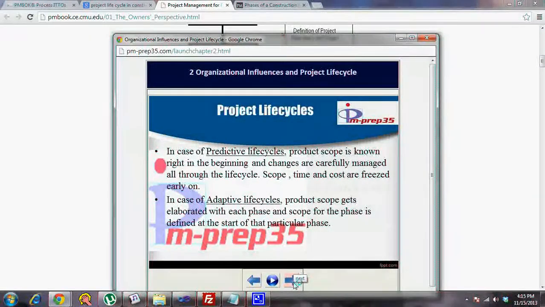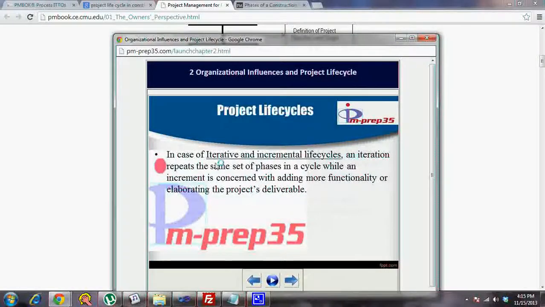Customer-helpful compared to predictive life cycles. In case of iterative and incremental life cycles, an iteration repeats the same set of phases in a cycle, while an increment is concerned with adding more functionality or elaborating the project's deliverables. So we are talking about two terms here. One is iteration, then increment.